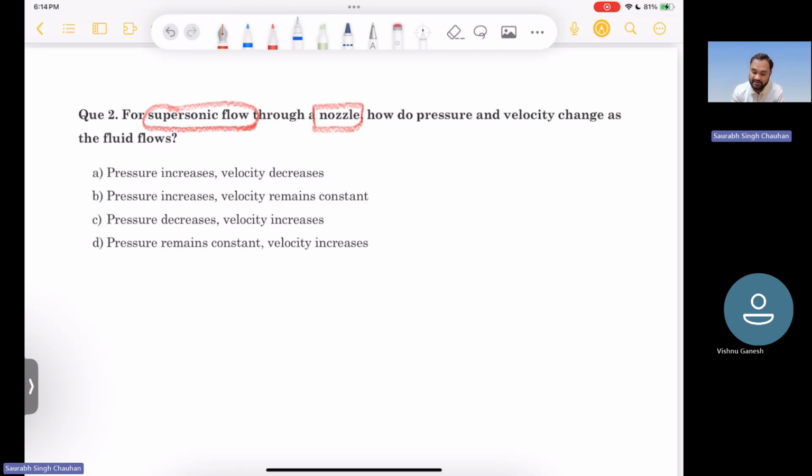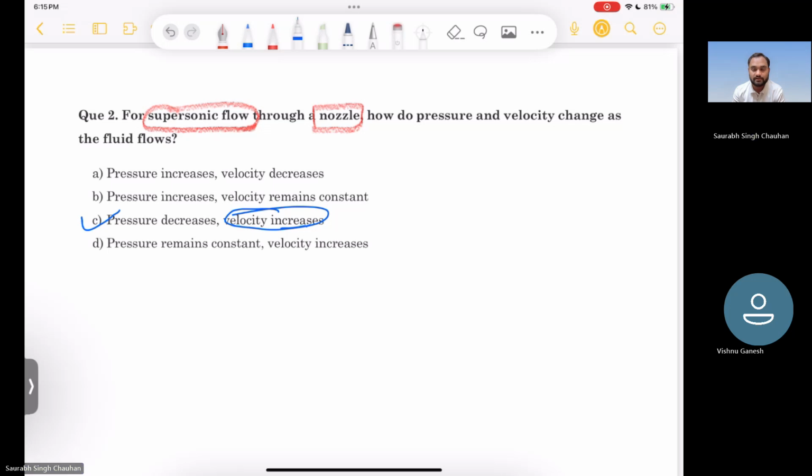Option A says pressure increases and velocity decreases. Of course, it is not correct. Option B, pressure increases and velocity remains constant. Option C, pressure decreases and velocity increases. Yes, velocity should increase. And option D says pressure remains constant and velocity increases. You also know that velocity is increasing and pressure is decreasing. Pressure does not remain constant. There is some pressure drop in the nozzle, there is expansion. The correct option is option C. Velocity increases and pressure decreases.